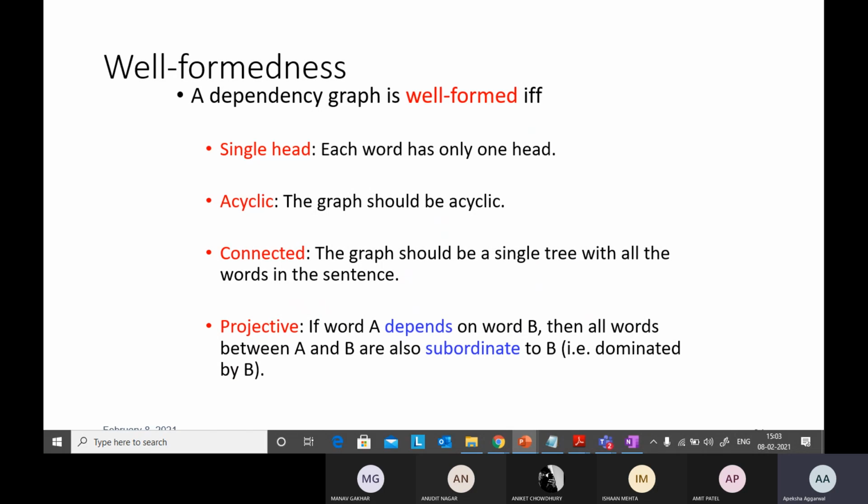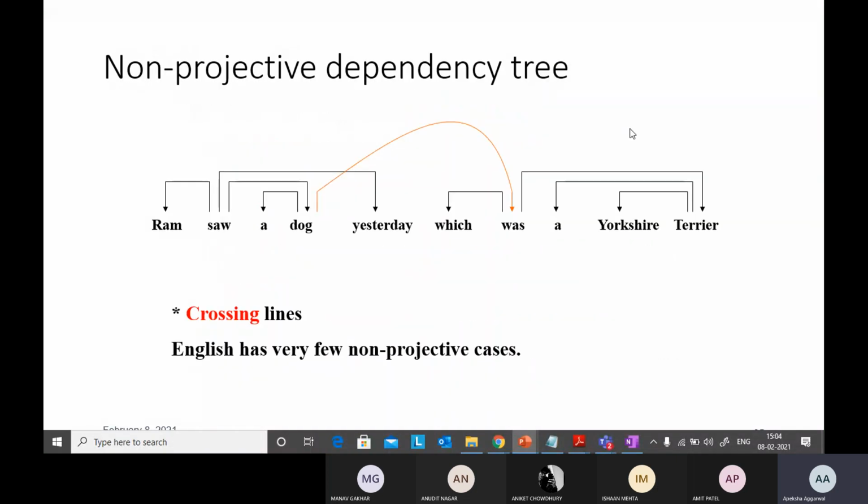Now in a dependency graph, you have a single head, it is acyclic, there is no cycle, although recursion is there. Then it is connected, all the nodes should be connected. And projective: if a word A depends on B, then all the words between A and B are also subordinate to B. For example, whenever you are talking about a dependency tree, one thing you will notice is that generally in English, dog is not dependent upon something that is appearing somewhere outside of that dependency.